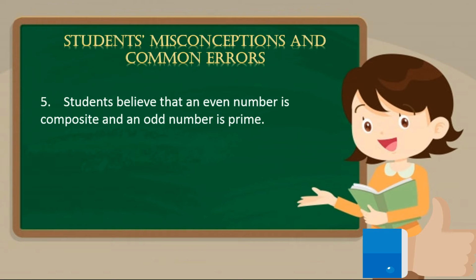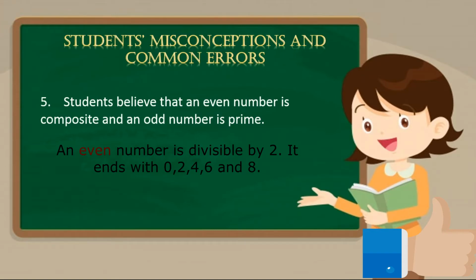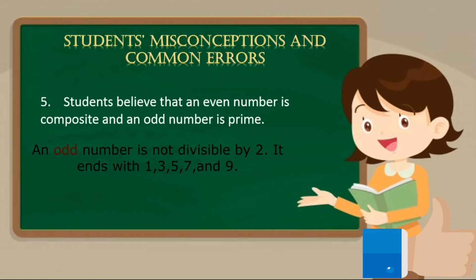And for our fifth misconception, students believe that an even number is automatically a composite number and an odd number is a prime number. Before that, let's define first. When we say an even number, those are numbers that are divisible by 2, or those are numbers that end with 0, 2, 4, 6, and 8. And when we say odd numbers, those are numbers that end with 1, 3, 5, 7, and 9, or those are numbers that are not divisible by 2.